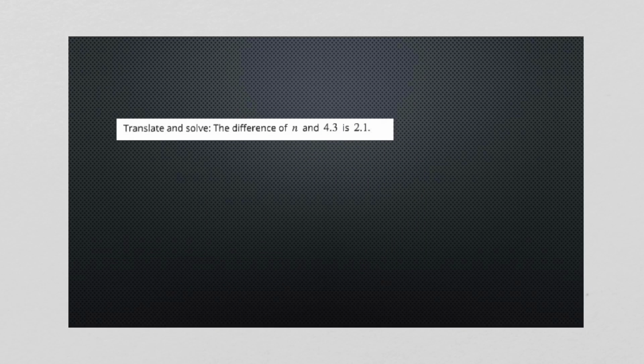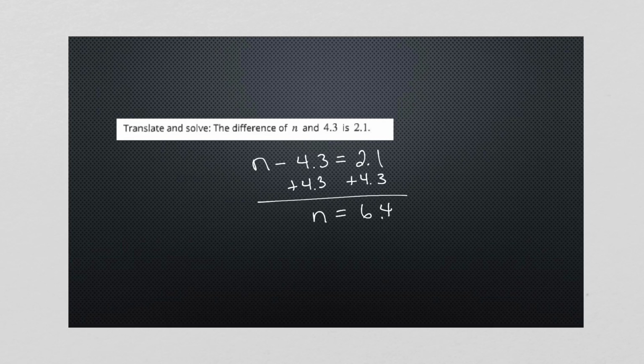Okay, so on this problem we're going to translate and solve. So we've got the difference of n and 4.3 is 2.1. So n minus 4.3, difference means subtract, is means equals. That's the first part of this problem, and then they want us to solve it as well. So in order to solve this, you would have to add 4.3 to both sides, so that I get n is equal to 6.4.